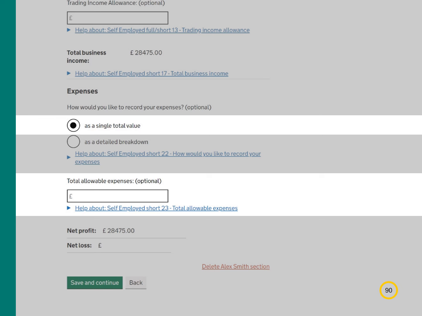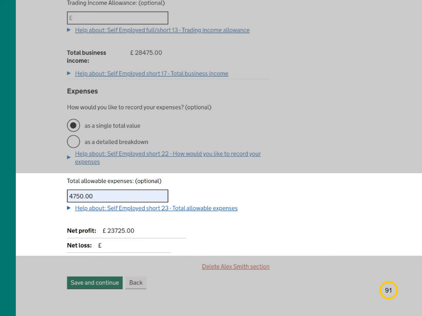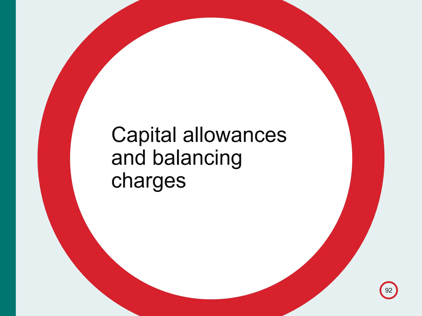Just as you would if you've given a detailed breakdown, you need to keep accurate records of all your expenses and evidence to support these in case we ask to see them. Don't send these to us unless we ask for them though. When you enter your total allowable expenses, the net profit or loss is worked out for you. We'll now move on to look at capital allowances and balancing charges. Please remember, you cannot claim capital allowances if you've used the trading income allowance.